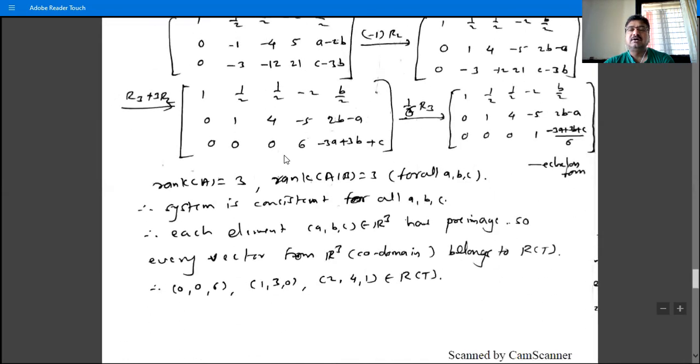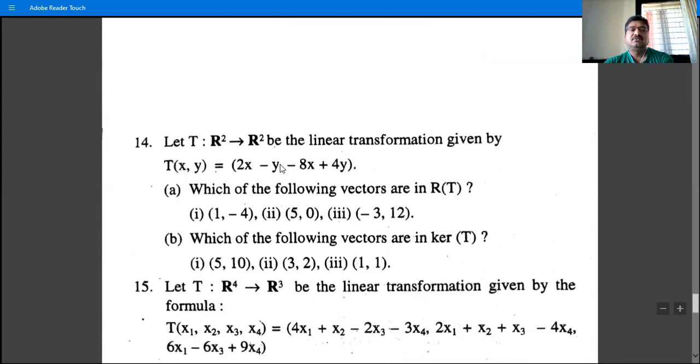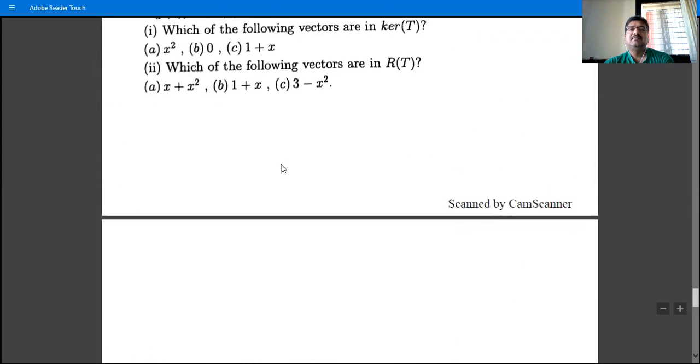So this is about the range of T and the kernel of T. We'll see the remaining problems in the next lecture.